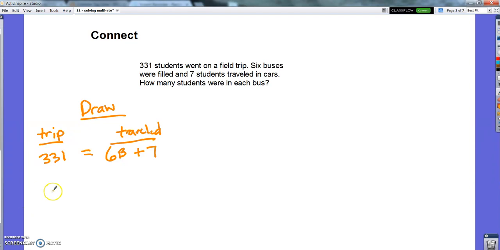And we solved this with the drawing strategy yesterday. Kind of said I have 331 on this side, and I have 6 of the B blocks over here.